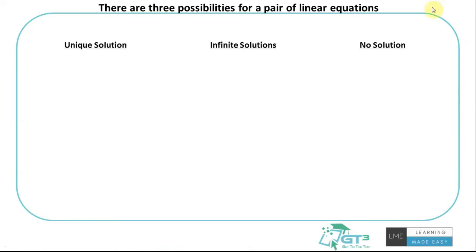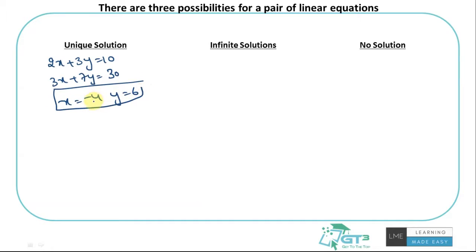So there are three possibilities for a pair of linear equations. Let me show. If I have, like this, which we did earlier, 2x plus 3y equals 10, 3x plus 7y equals 30. We solved and we got x equals minus 4 and y equals 6. This is the unique solution. There is only one pair which would satisfy both equations.